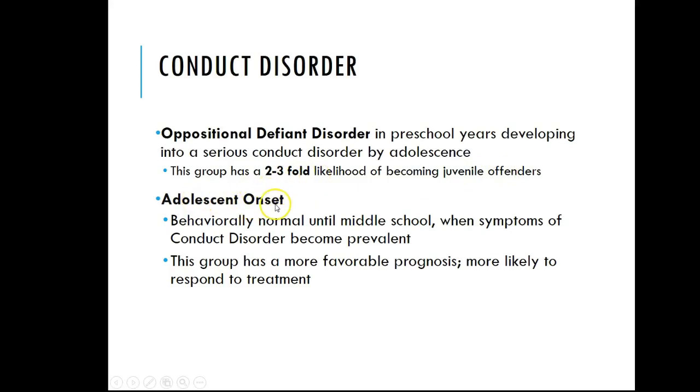The good news is that if the onset of the conduct disorder is during adolescence, that means the child has behaved rather normal up until middle school, and then all of a sudden these symptoms start to emerge and become very prevalent. This group has a much more favorable prognosis, and they're more likely to respond to treatment.